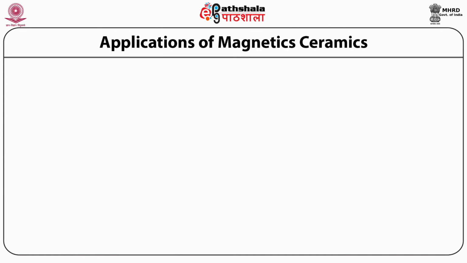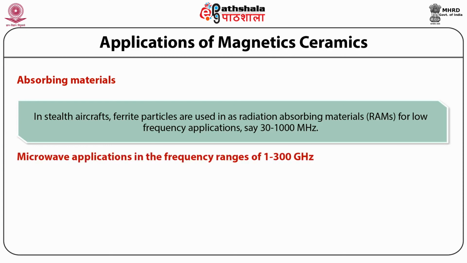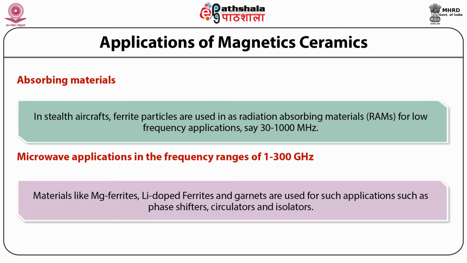Next type of application is use as an absorbing material. In stealth aircraft, ferrite particles are used as radiation absorbing materials for low frequency applications such as 30 to 1000 MHz. Now, the final application is the microwave application in the frequency range of 1 to 300 GHz. Materials like magnesium ferrites, lithium doped ferrites, and garnets are used for such applications as phase shifters, circulators, and isolators.